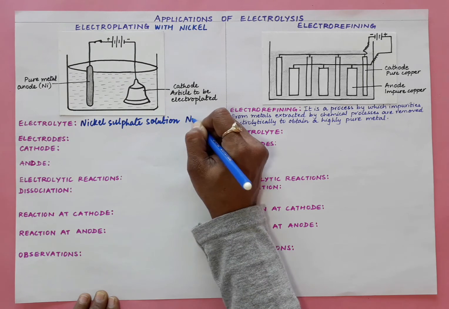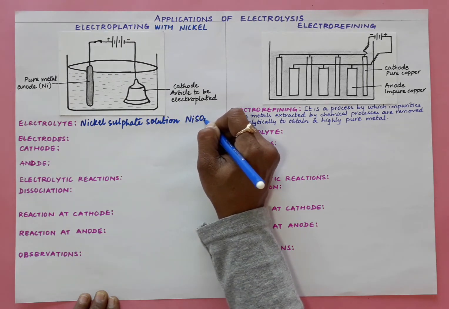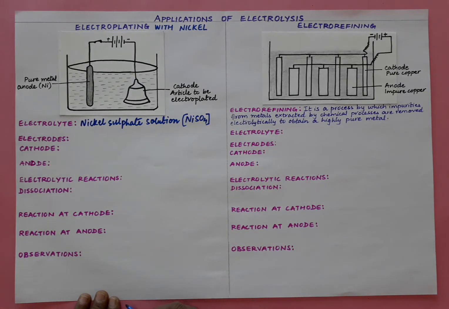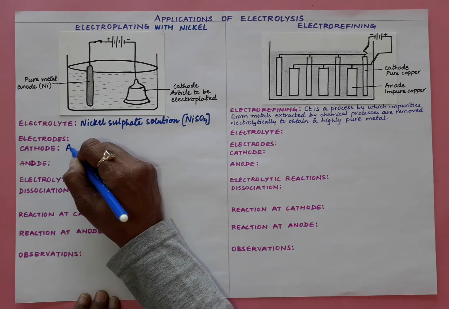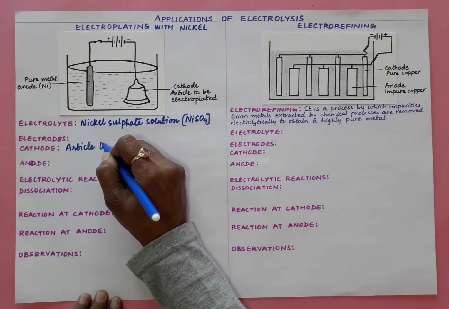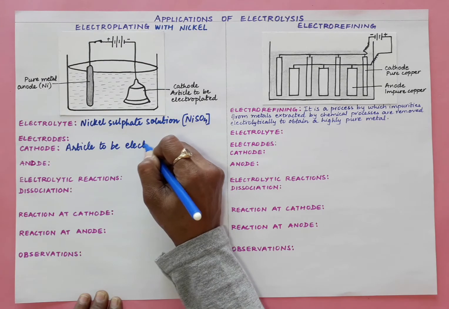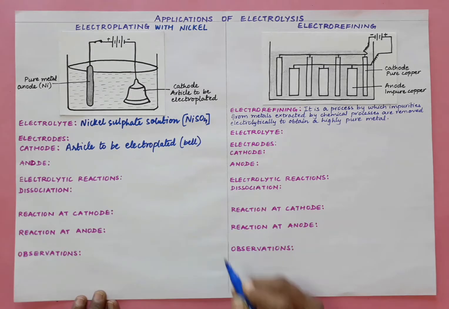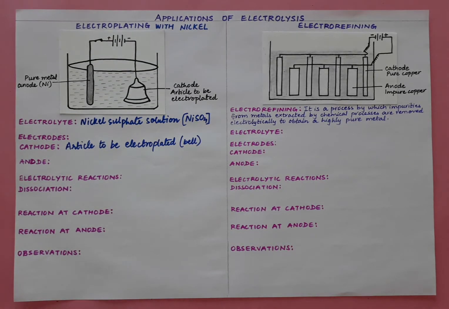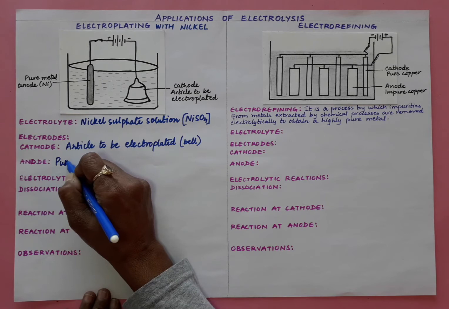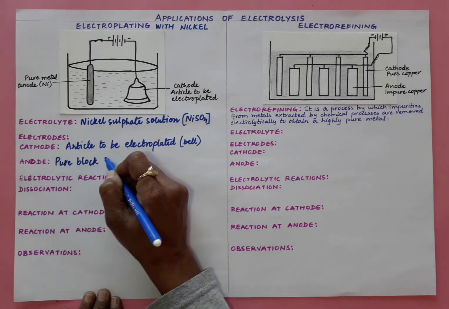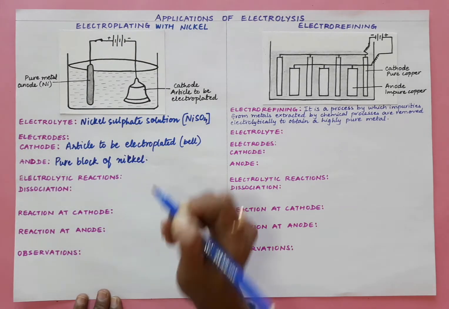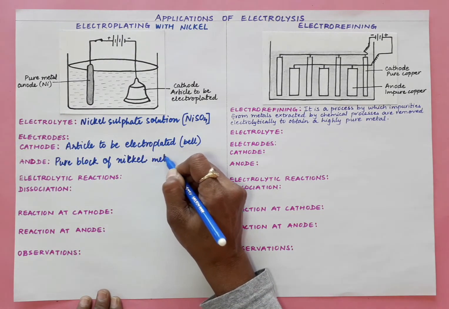Always mention whether it is a solution or molten state, because solid will not conduct electricity. So we have taken nickel sulfate solution. The cathode is the article to be electroplated, that is the bell which we have. Now what is the anode over here? The anode is made up of a pure block of nickel metal.